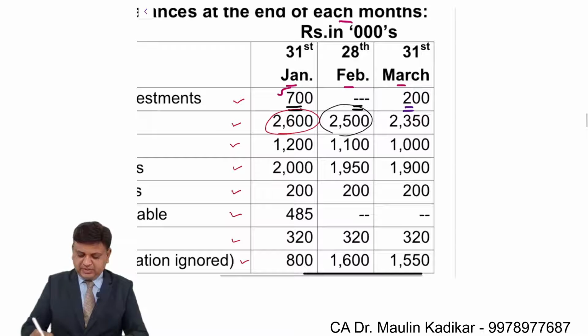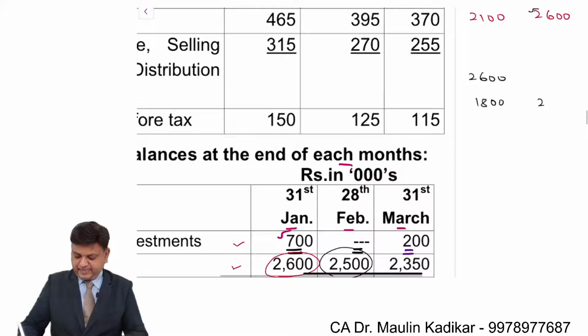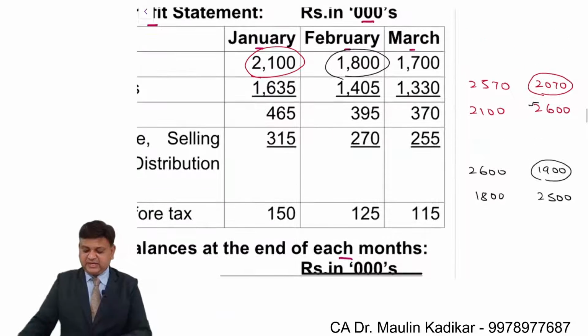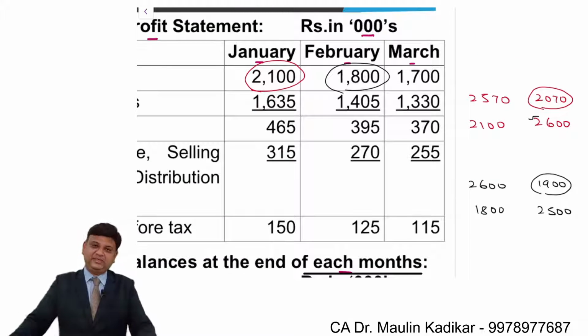and the closing is 2500. So what will happen? 2600 plus 1800 minus 2500. That is a collection of 1900. This is the way the collection can be calculated on a monthly basis. What I want to tell you, friends, is that over here we'll make a simple assumption that whatever sales information is given to us in the question is entirely credit sales.